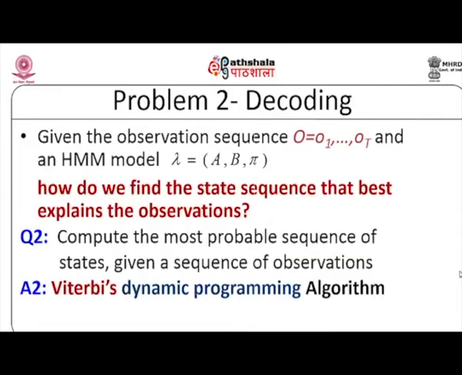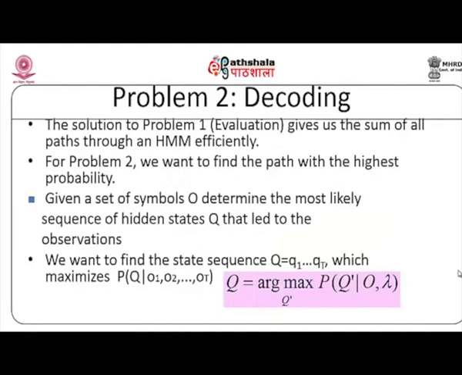The second problem is decoding. Decoding is given the observation sequence, the same one we were given previously, and the HMM model. Now, we do not want to find the probability of the observation sequence; we want to find the hidden state sequence. So, what we want to find is the most probable state sequence. For that we use Viterbi's dynamic programming algorithm, and the solution to problem 1, evaluation, gives us the sum of all the paths through the HMM efficiently.